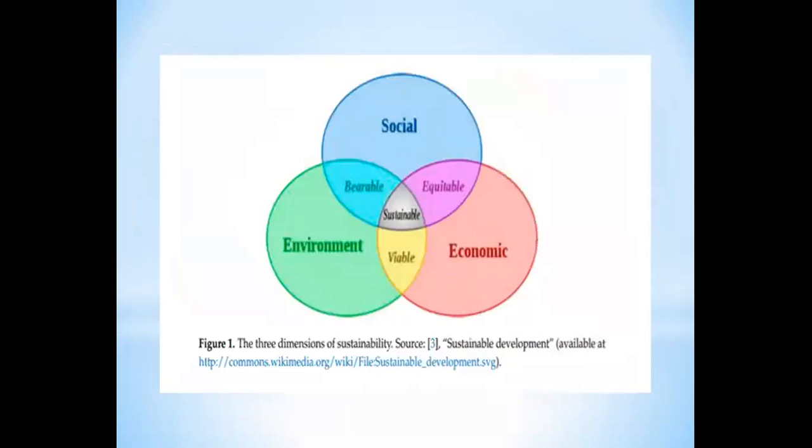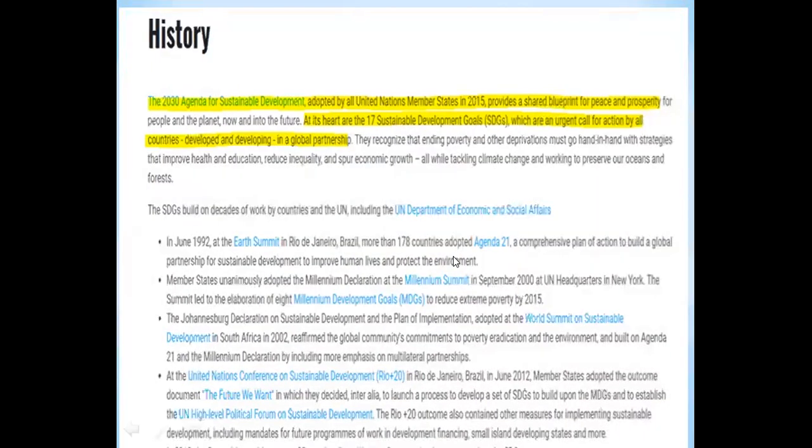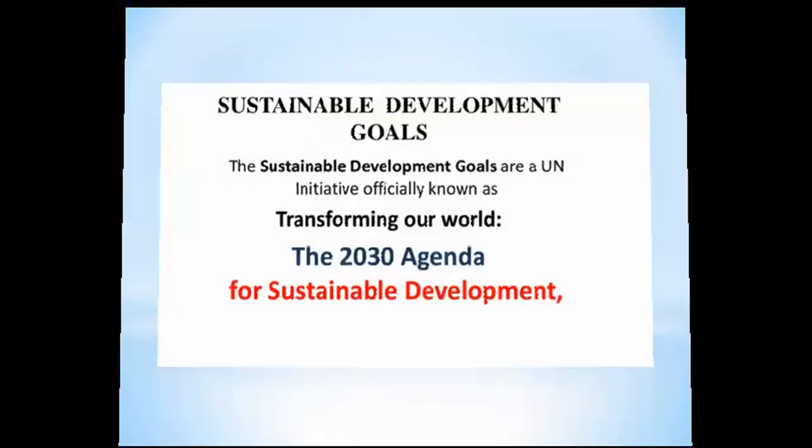Social, environmental, economic: social and environment form bearable, social and economic form equitable, and economic and environment make viable. History: the 2030 Agenda for Sustainable Development, adopted by United Nations members in 2015, provided a shared blueprint for peace and prosperity for people and the planet, now and in the future.